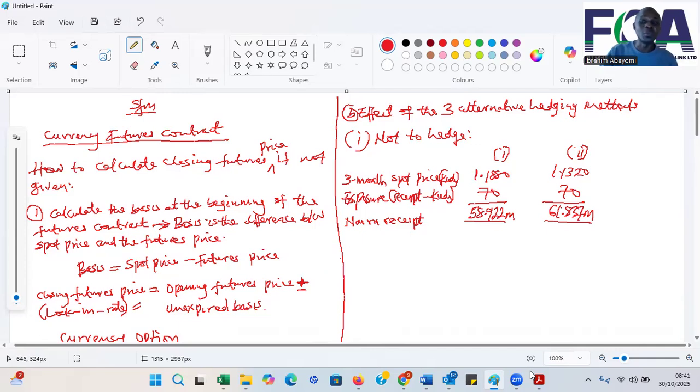Okay. You may want to calculate the profit or loss. So if you want to do that, just compare this one with what we could have done if we had paid the money immediately instead of waiting until 3 months time. So I'm not going to do that here. Number two.